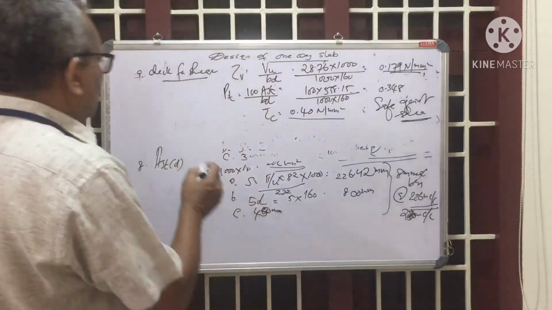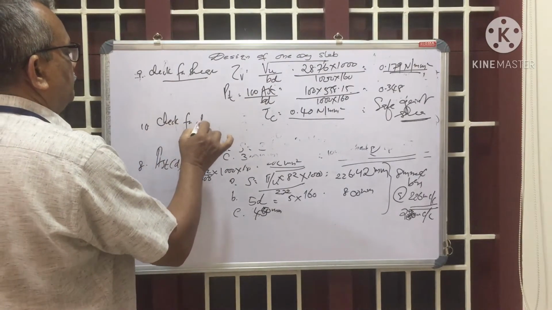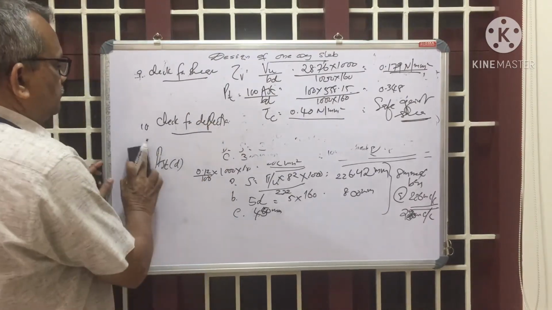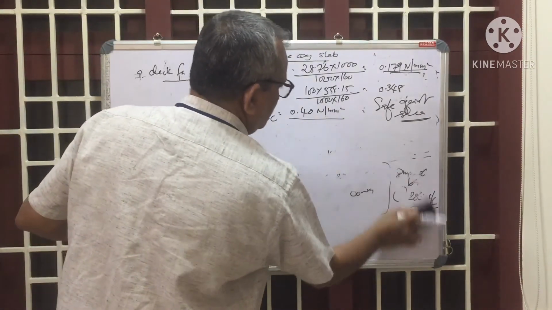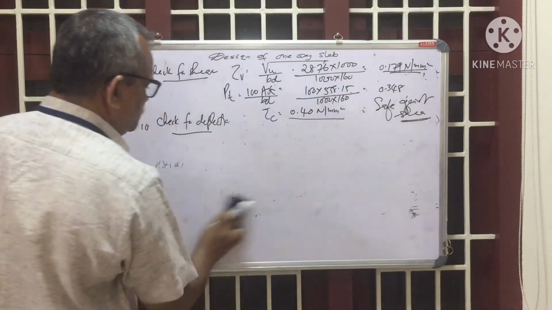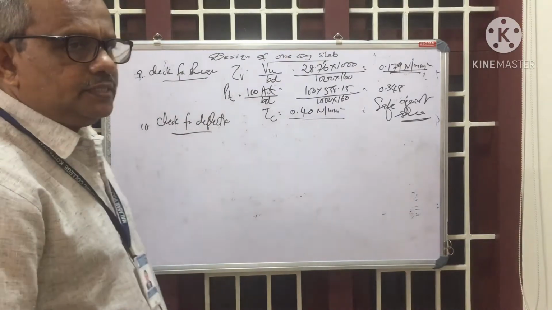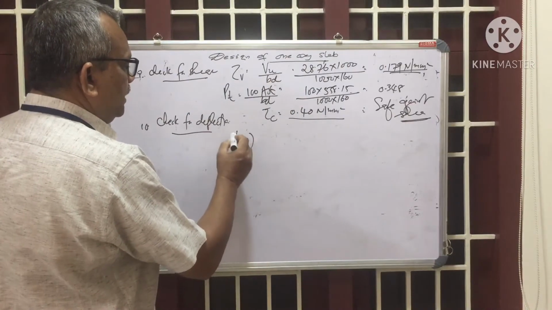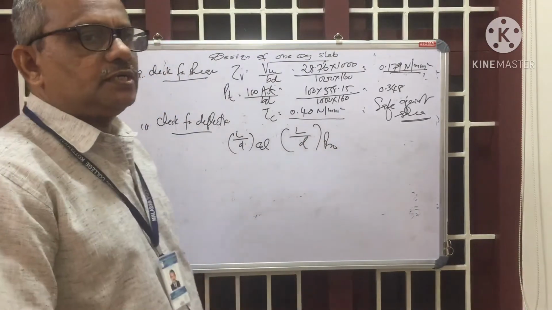And the last one, number 10, check for deflection. That's the last step. How can we check for deflection? I told you already, the deflection is the measure of stiffness of the beam. That means the ratio between the effective span and effective depth, span by depth ratio, that means L by D calculated and L by D proposed. We have to check these two.